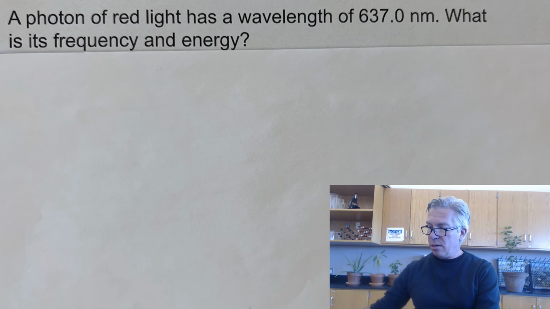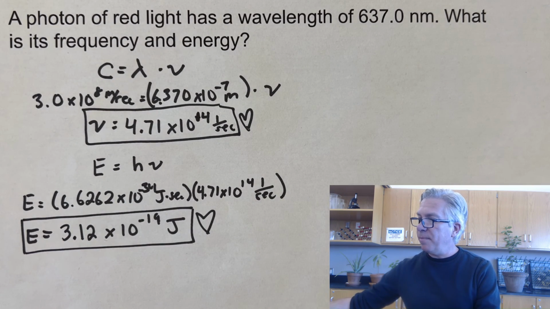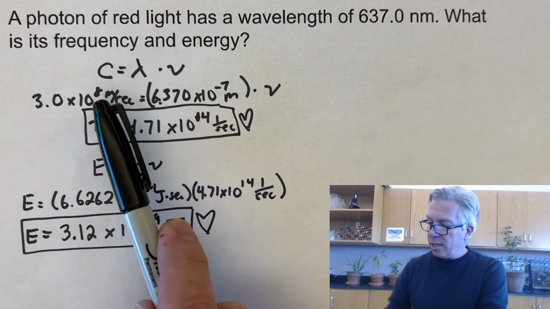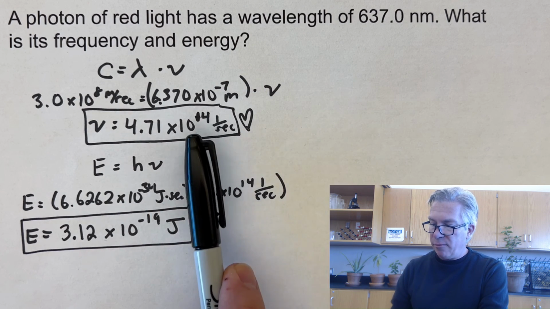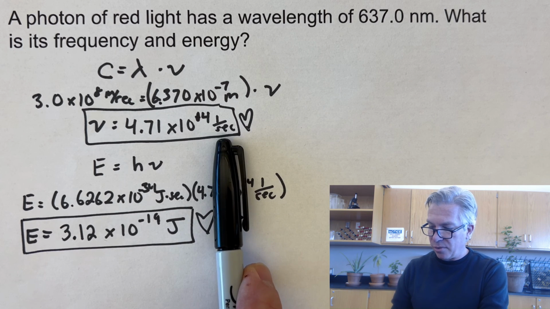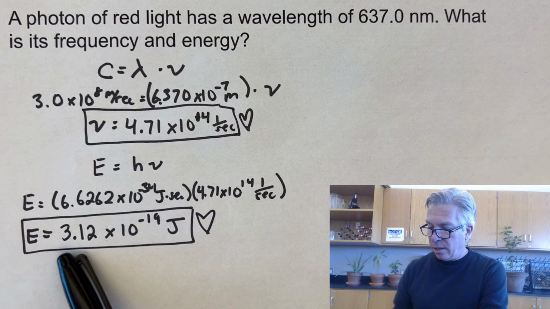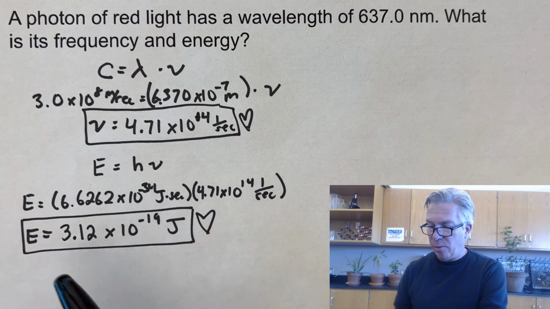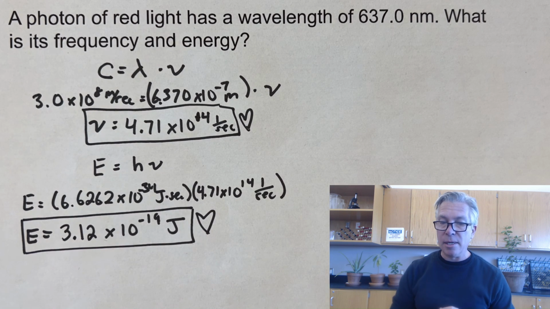Okay, so I'll unveil the answers, and if you were able to do it, you should have converted it into meters, 10 to the minus 7th meters. So you divide by a billion. You get 4.71 times 10 to the 14th hertz, or cycles per second, as your frequency. Plug that in down here with the same constant, and you get another number times 10 to the minus 19th. 3.12 is the coefficient there. So if you're able to do that, congratulations, good job.